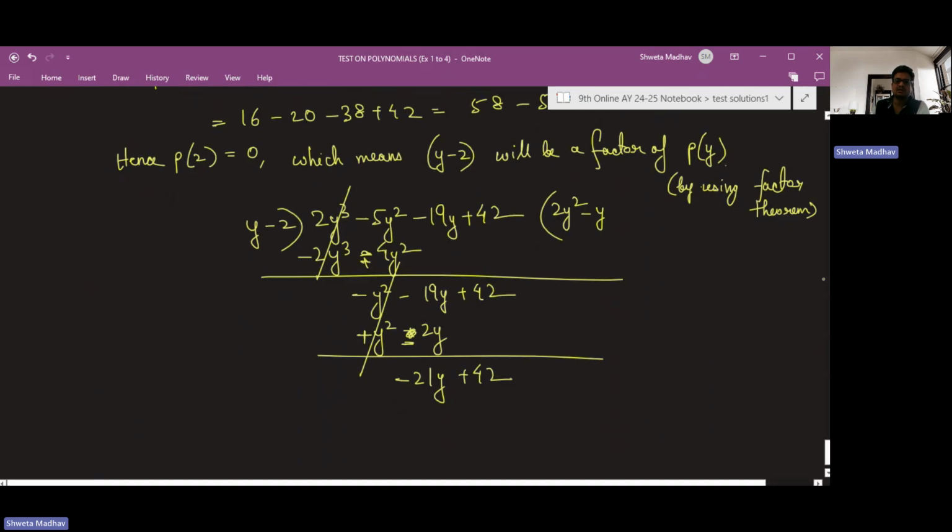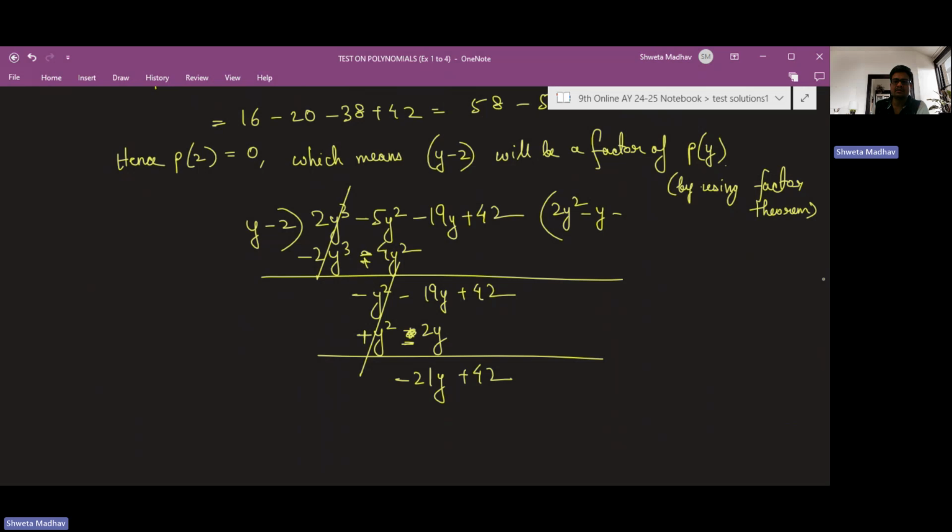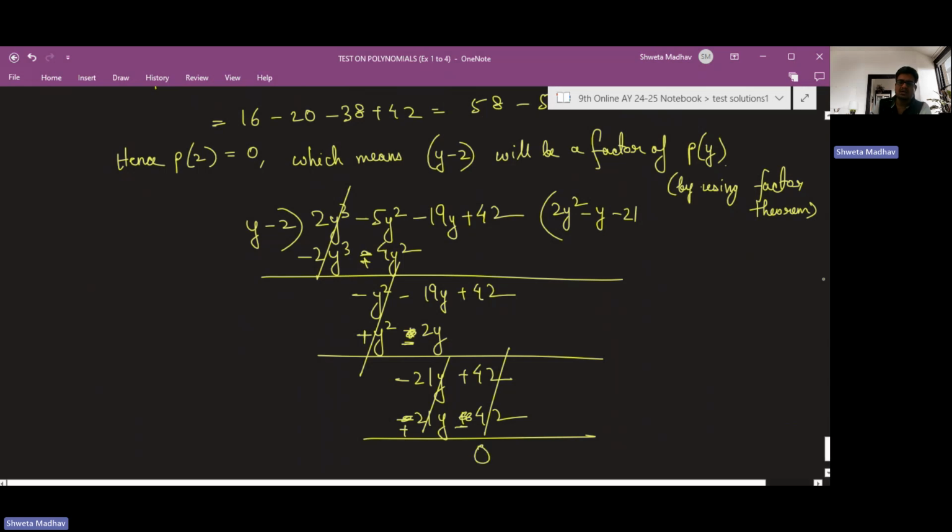So then here I will give minus 21. So minus 21 into y minus 2, that will be minus 21y plus 42. So then we will subtract it, and the sign will change. So minus 21y plus 21y will get cancelled, and plus 42 minus 42 will also get cancelled. So the remainder is 0.